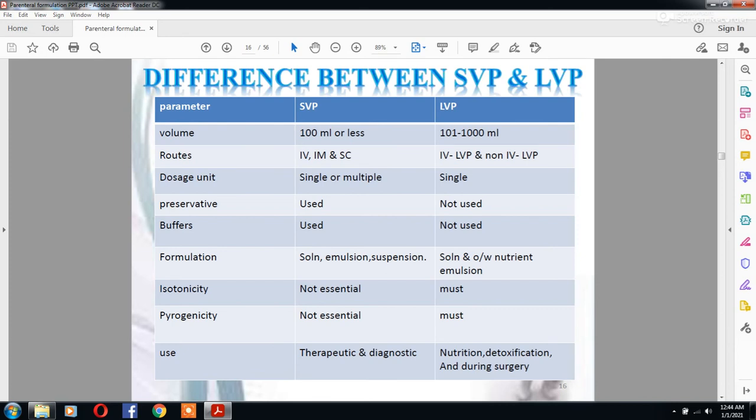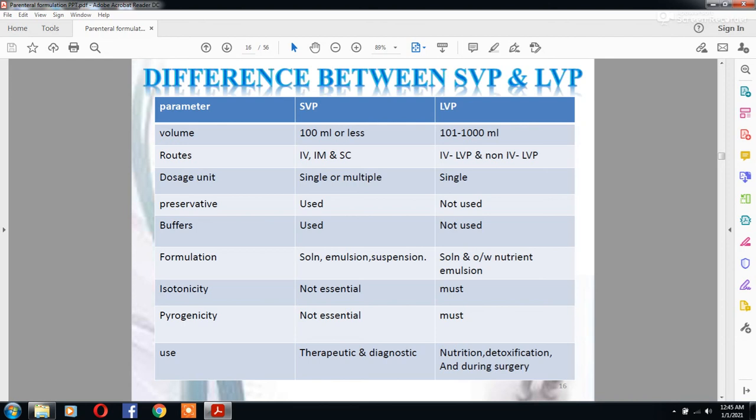In SVP, preservatives are used, while in large volume parenterals, there are no preservatives. Buffers maintain the pH of the solution. Buffers are used in SVP, while in LVP there is no need to use a buffer. In case of formulations, SVP can be formulated as a solution, suspension, and emulsion, while LVP can be formulated as solutions and oil and water nutrient emulsions.